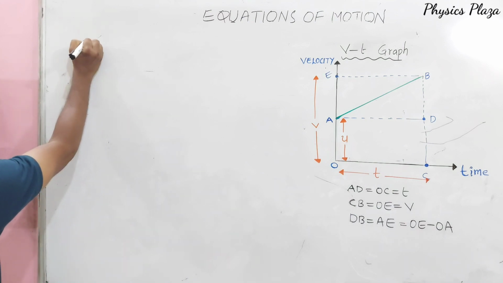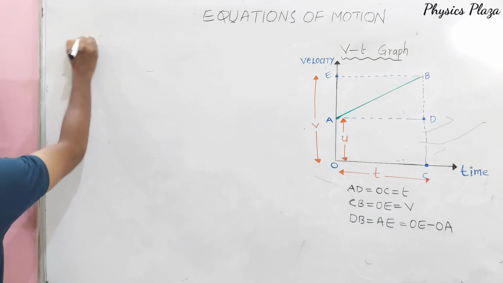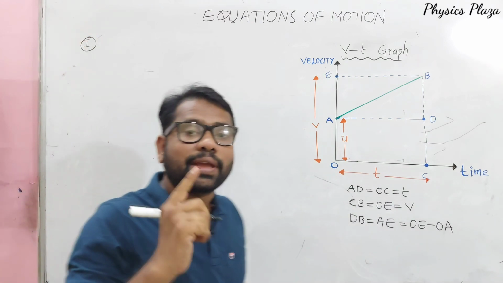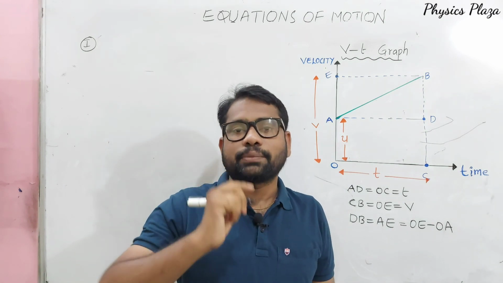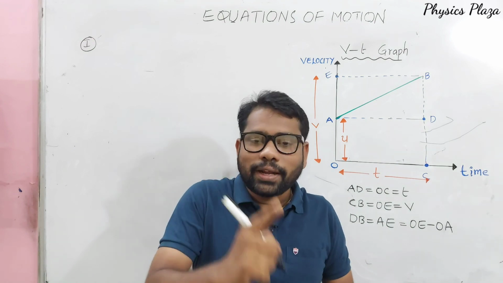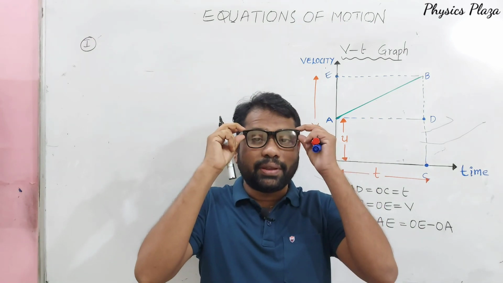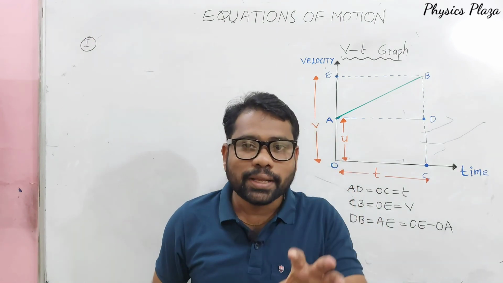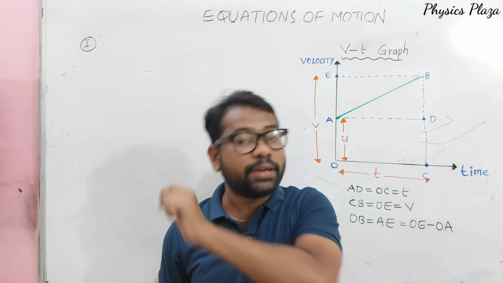So what is that first one? Children, in order to derive the first equation of motion, we need to calculate the slope of the velocity time graph. Slope of the velocity time graph. So children, just think, what does the slope of the velocity time graph give? Very, very important. What does the velocity time graph give?